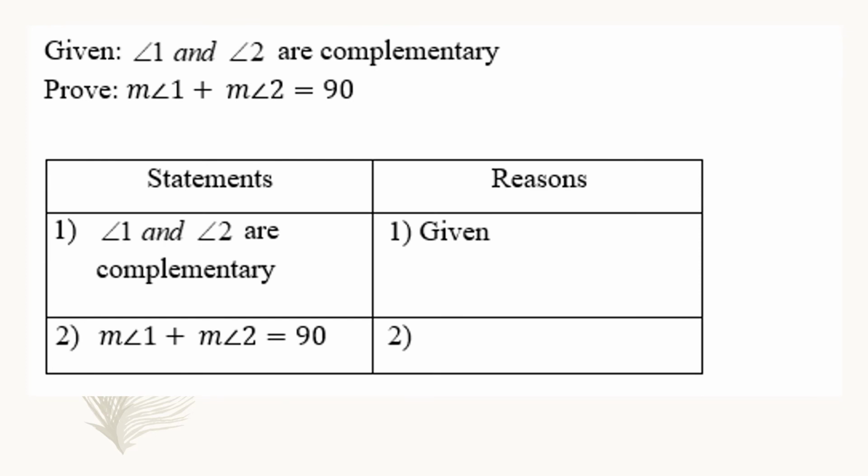Angle 1 and angle 2 are complementary. Prove that the measure of angle 1 plus the measure of angle 2 equals 90. So look at number 7 here. That would be the definition of complementary that makes that true.